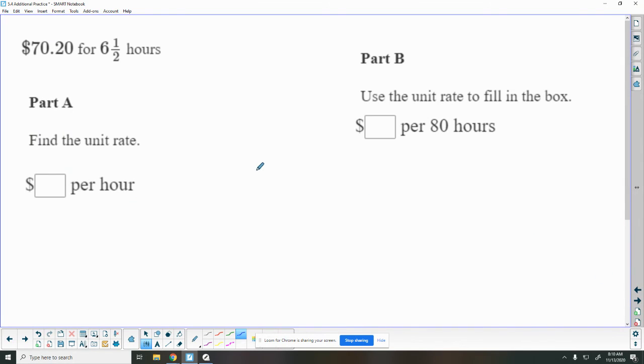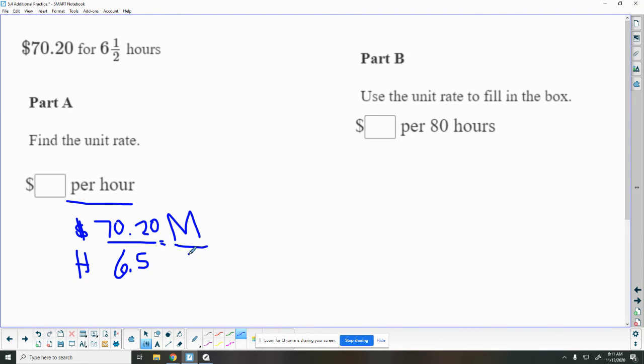Our last problem for today says $70.20 for 6.5 hours. So it wants to find the unit rate per hour. So money on the top, hours on the bottom. $70.20 for 6.5 hours, and I want to know how much money happens in 1 hour. So I crisscross multiply here, and that goes inside the division box. And then 6.5 is my leftover. That's what I'm dividing by.